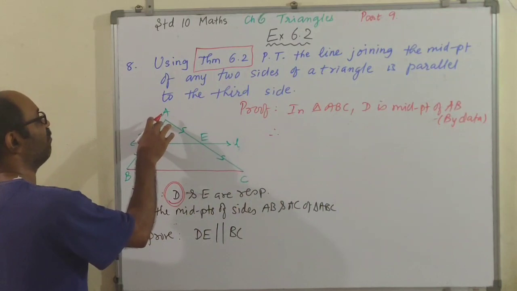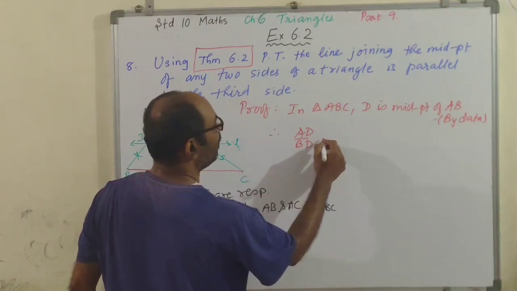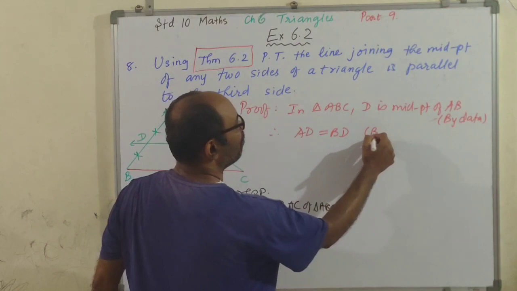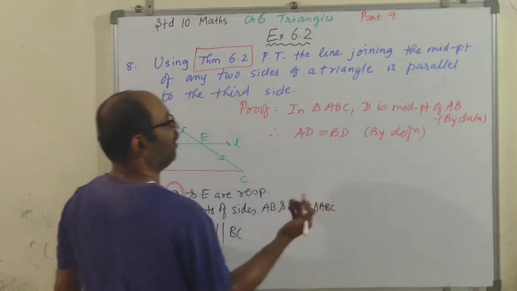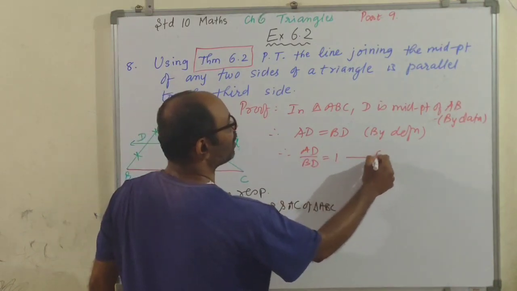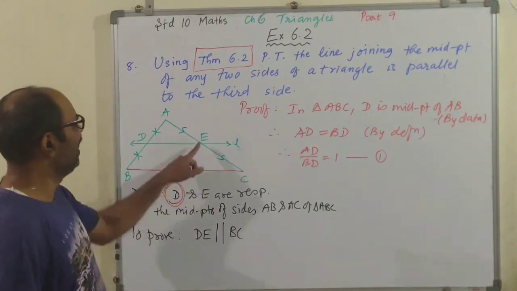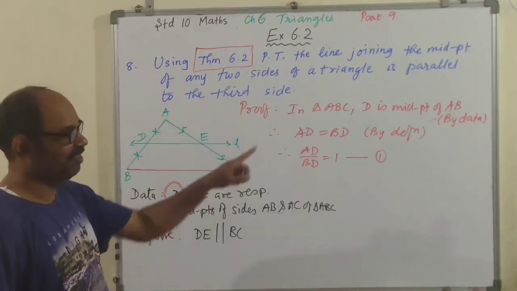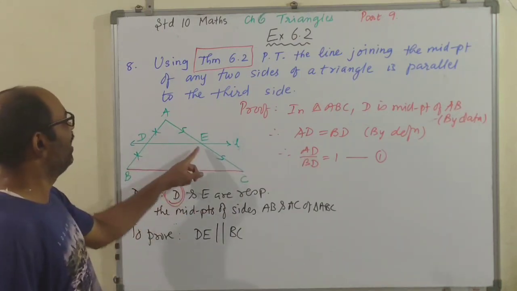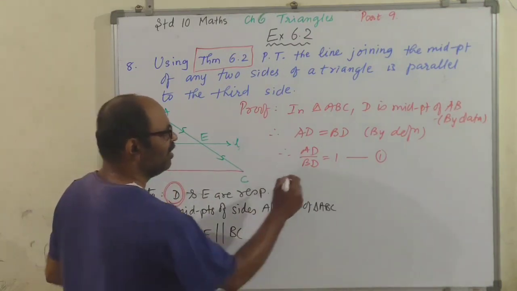Since D is the midpoint, by definition AD is equal to BD. Therefore, AD upon BD is equal to 1. Result 1. Correct? Similarly, E is the midpoint of AC of triangle ABC, so by data AE is equal to EC.